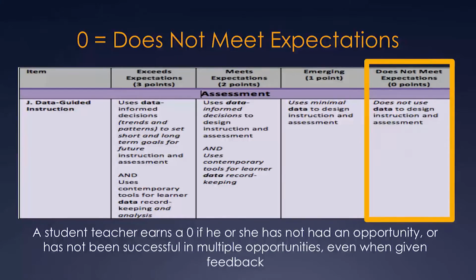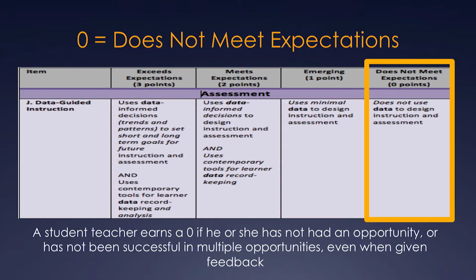Starting with the does not meet expectations designation, a score of 0 means the student teacher does not meet the minimum acceptable level of performance for that row. There are many reasons a student teacher may earn a score of 0. He or she may struggle with that specific area, or may not have had sufficient opportunities to demonstrate his or her abilities in that area.